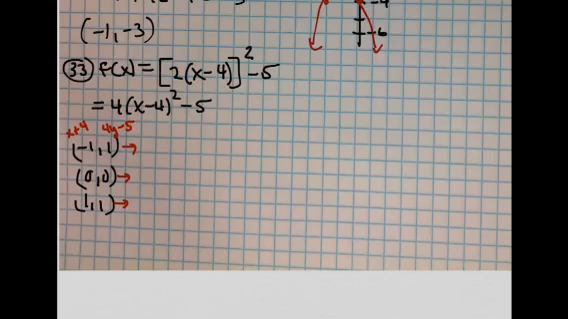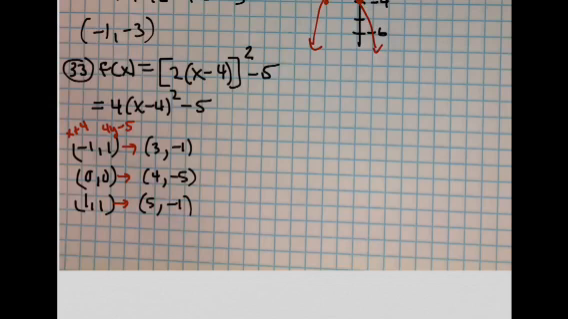Okay, so now I'm going to transform the points. So that's going to give me negative 1 plus 4 is 3. 4 times 1 is 4, minus 5 is negative 1. 0 plus 4 is 4, and 4 times 0 is 0, minus 5 is negative 5. 1 plus 4 is 5, and 4 times 1 is 4, minus 5 is negative 1.